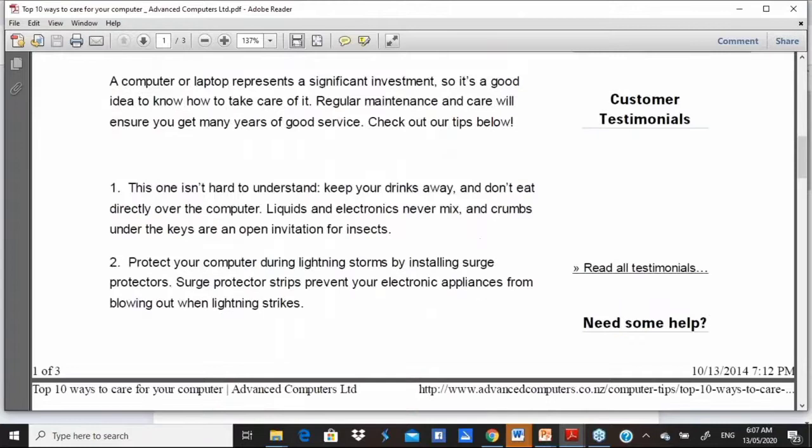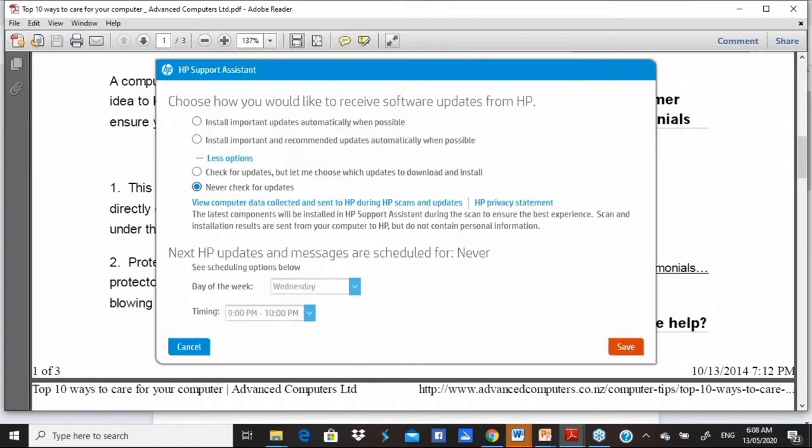Number 1, keep drinks away from your computer and don't eat directly over the computer. Most of us are guilty of this. We say we can't stand up, we are busy, or we are watching a film. These things are very dangerous to our system. Liquids and electronics are not the same. They are not close friends.